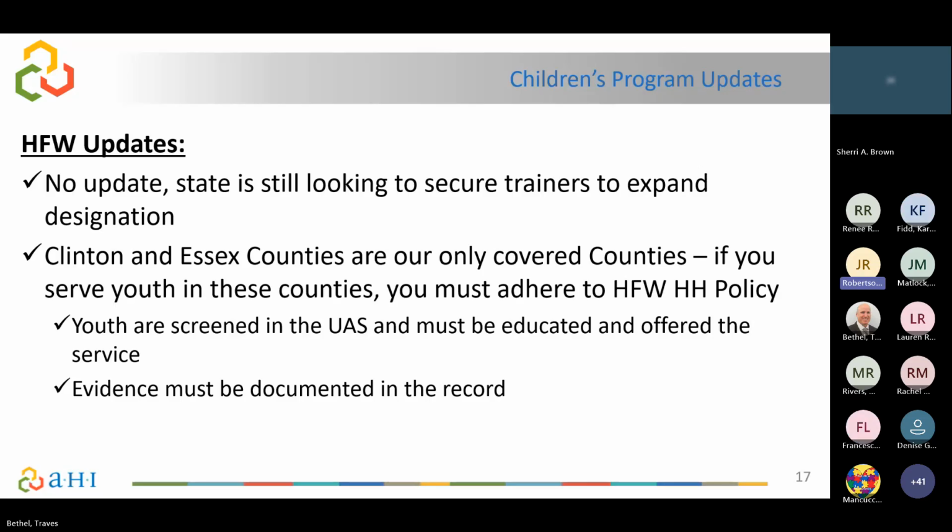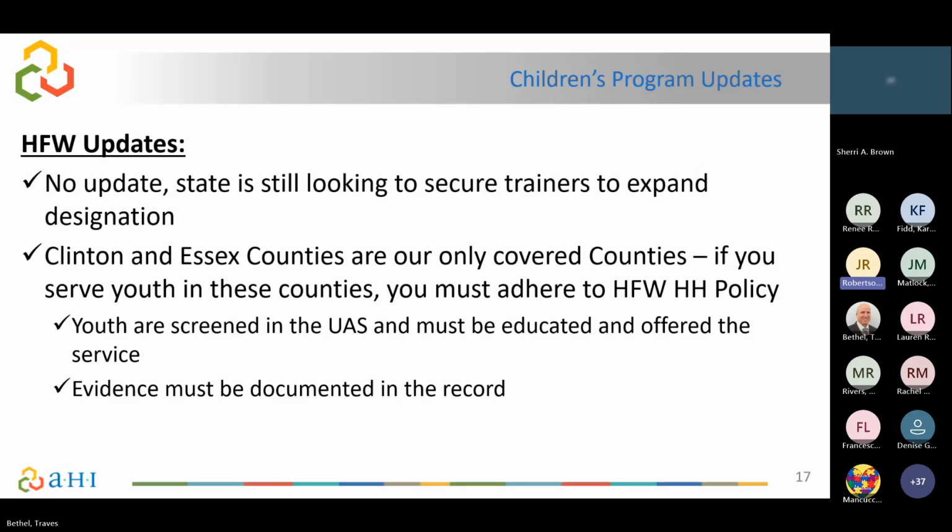The holdup with the expansion is we do not have enough OMH trainers to expand high fidelity wrap. So it is business as usual, except for Clinton and Essex County. If you are in Clinton and Essex County, you are our only covered counties for high fidelity wrap. So any youth that resides in those two counties, you're going to continue to screen.